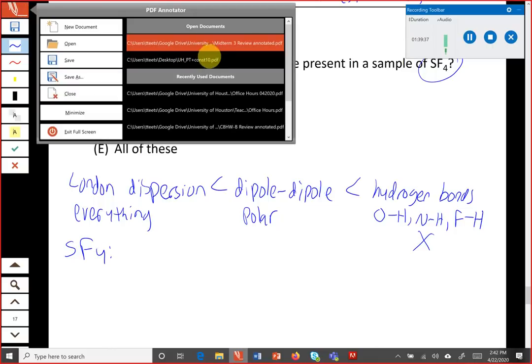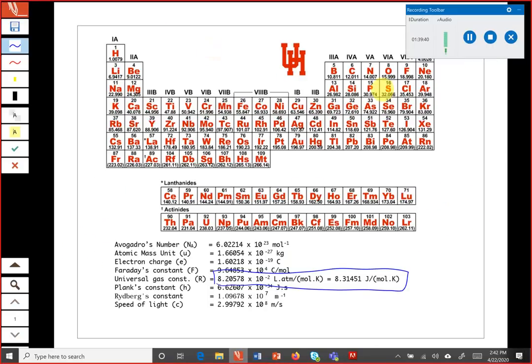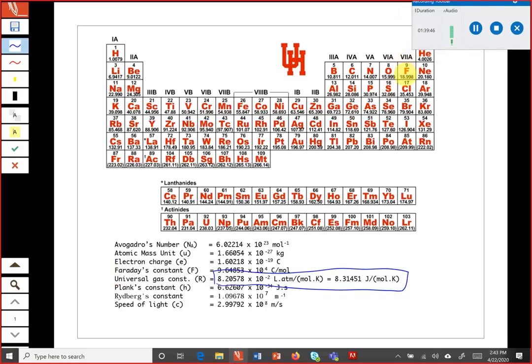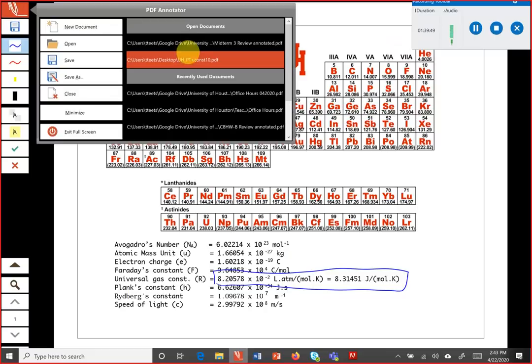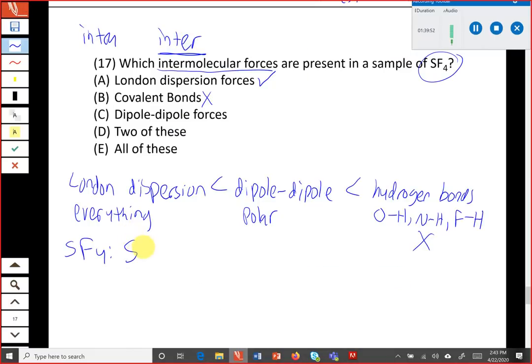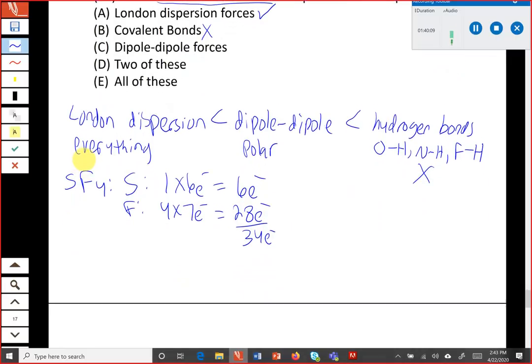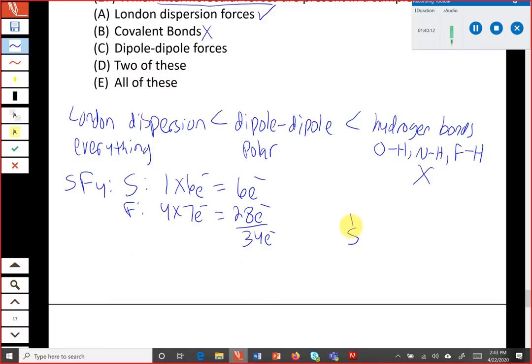So if we go to the periodic table, we see that sulfur has 6 valence electrons, it's in group 6, and then fluorine is in group 7, so each one's going to have 7 valence electrons. So when we count electrons for this molecule, sulfur has 6 valence electrons, there's only 1 sulfur in the formula. And then for fluorine, we have 4 fluorines and each contributes 7 electrons, so that's going to be 28. And so we have a total of 34 valence electrons in this molecule. When we draw the Lewis structure, what we end up with is 4 single bonds to fluorine.